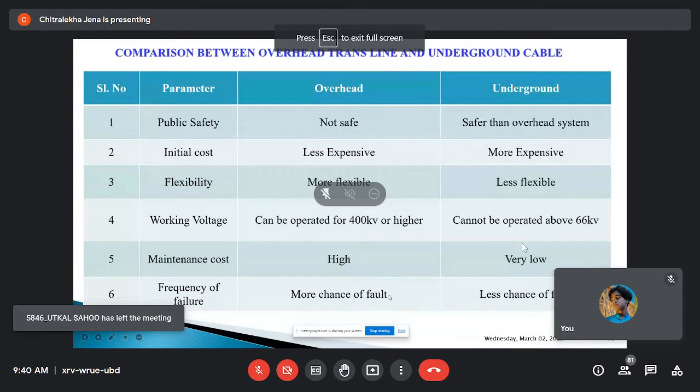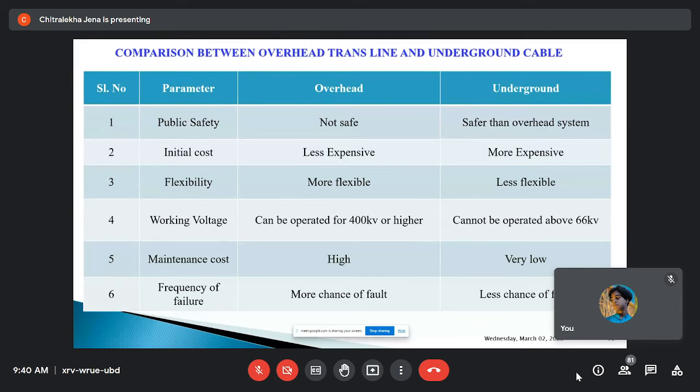As I've told you, if there is lightning, there is more chance of fault in the transformer, in the cable, in the transmission towers, in the transmission lines. You will see that the insulators will burst. The transmission towers will fall down. Then the transmission lines will be uprooted. Yes or no? Clear or not? So the frequency of failure is more compared to that of underground cable.